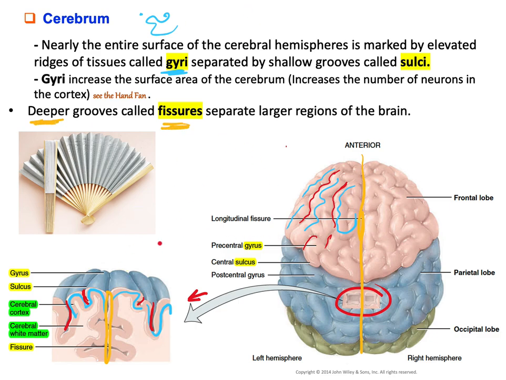Now, I think it's good to remind you, look, why the cerebral cortex and these gyri are convoluted like this.